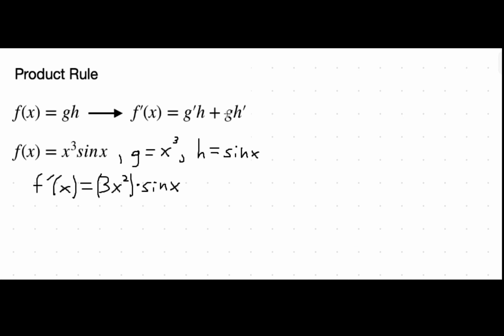And now we have to add g times h prime. So we're going to add the function g, which is x to the third. So we're going to have g times h prime. So we have to find h prime now. Well, h prime is going to be the derivative of sine of x, which is just going to be cosine of x. So let's multiply this by cosine of x.